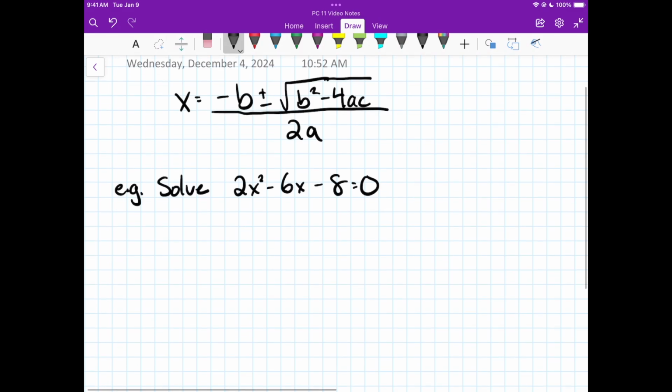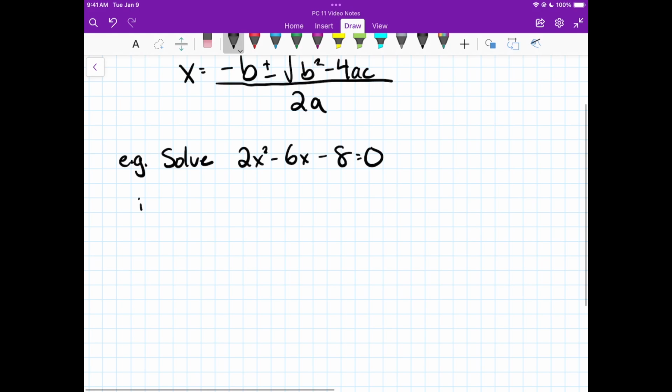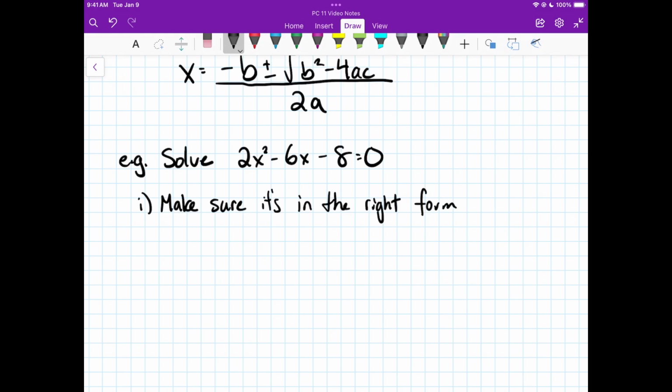So first thing you want to do, and I'm going to break this down into more steps than it really deserves. Step 1 is just to make sure that it's exactly set up the way it needs to be. So make sure it's in the right form. So it's got to be in standard form. You've got to make sure everything's on the same side. So just take a look at it, make sure it all seems good. In this case, it's fine.